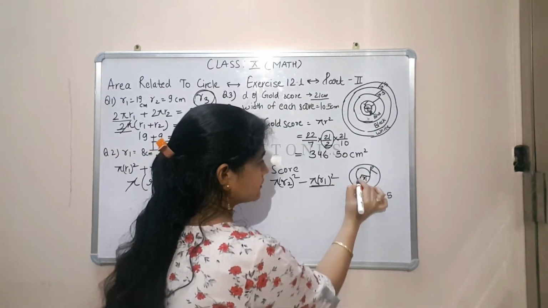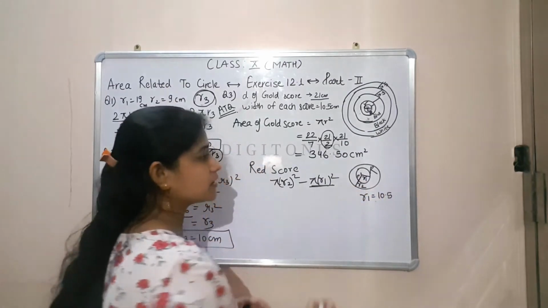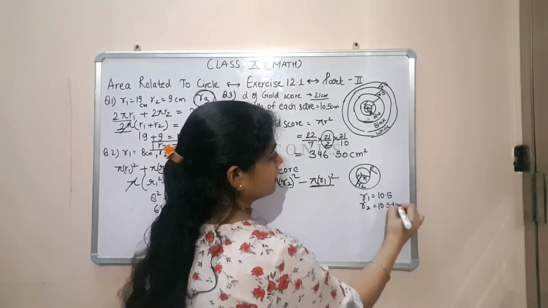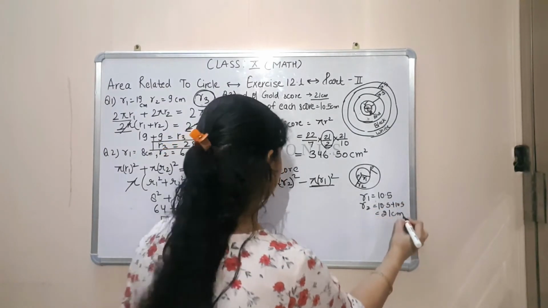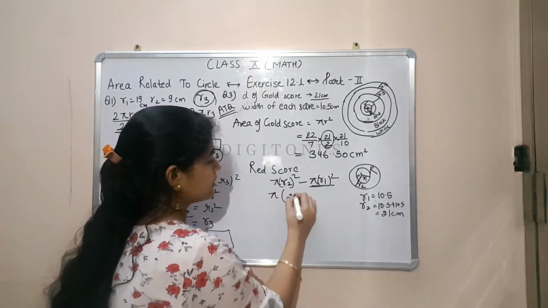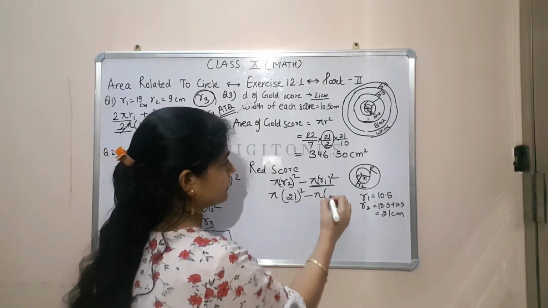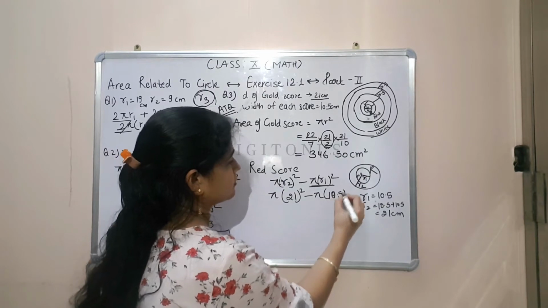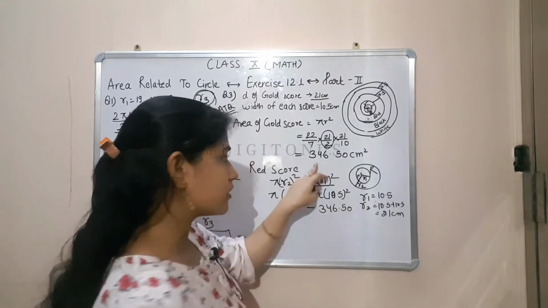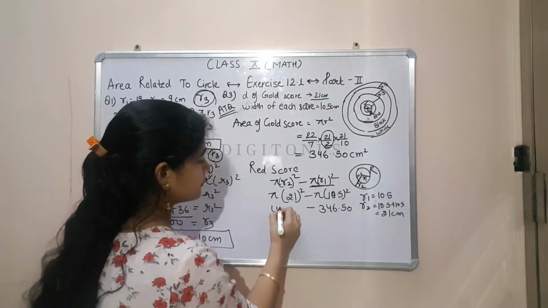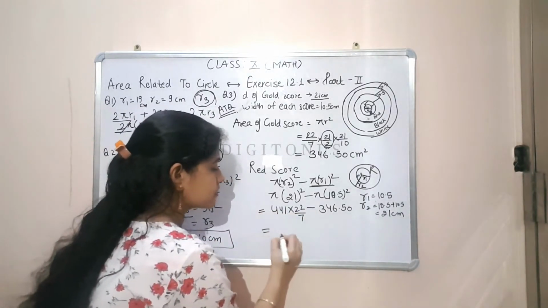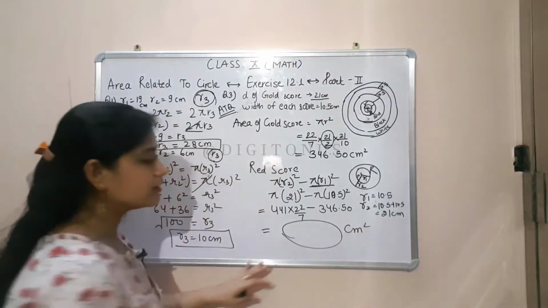So if we add this width of 10.5 to radius 1, we will get R2. So R2 will be 21 centimeter. For finding the area of the outer circle, we will take R as 21. This area you already know, that is 346.50. We have already found it here, and this area will be 441 into 22 upon 7.